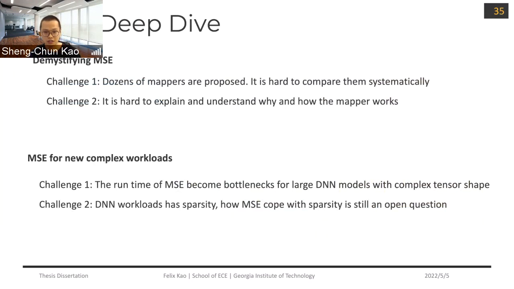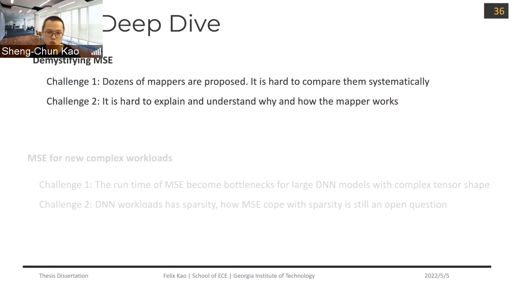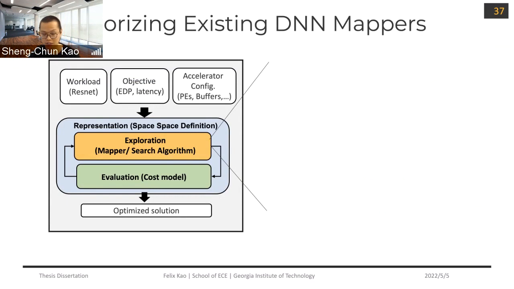In this part, I will divide it into 2 parts. First, a deep analysis of MSE, and second, we will discuss the challenge of MSE for new complex DNN workloads. For the first part, we want to answer 2 frequently encountered questions. First, there are so many proposed mappers. Can we systematically categorize and study them to know when we should pick one over another? And second, we want to see how the mapper actually works, and we will use Gamma for this deep-dive analysis.